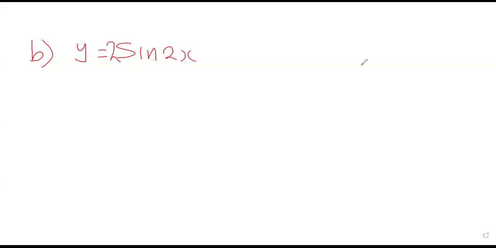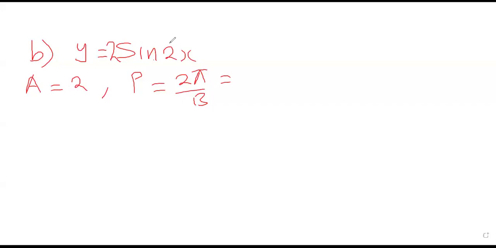So the second question is sketching the graph of y equals 2 sine of 2x. So the procedure is the same. We have to find our amplitude first. Even if someone asks you or not, you just have to find it. So amplitude is equal to the coefficient of sine, which is the positive value, 2, and the period is equal to 2 pi over modulus of b.